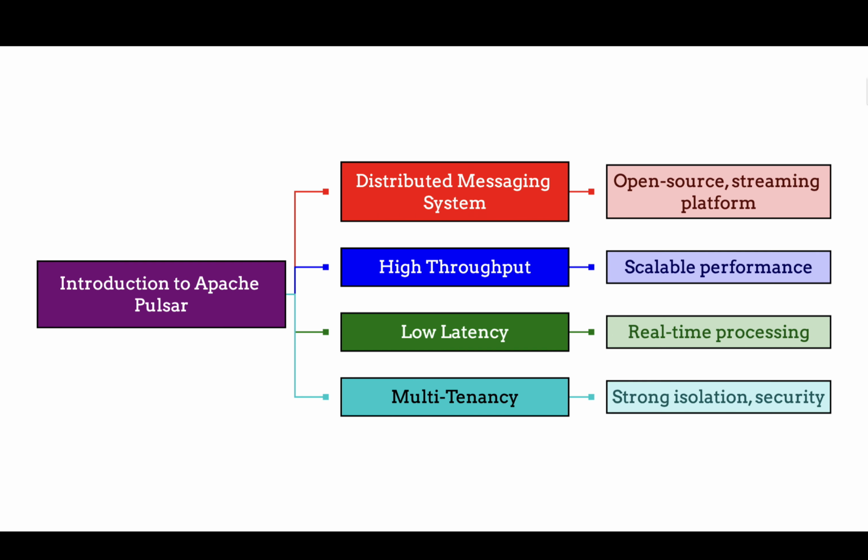Introduction to Apache Pulsar. 1. Distributed Messaging System. Apache Pulsar is an open-source, distributed messaging and streaming platform. 2. High Throughput. Designed for high throughput and scalable performance. 3. Low Latency. Offers low latency delivery of messages for real-time processing. 4. Multi-tenancy. Supports multi-tenancy with strong isolation and security features.